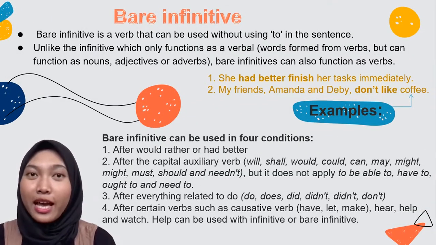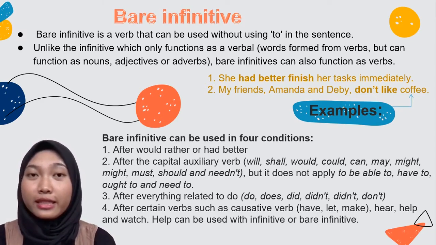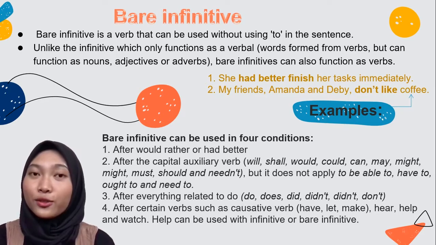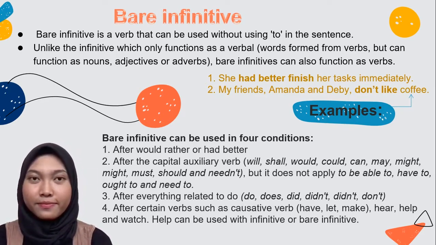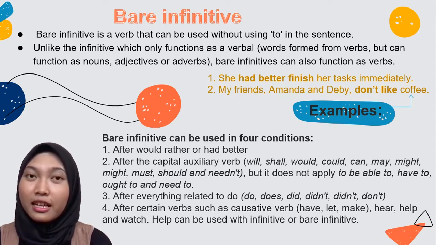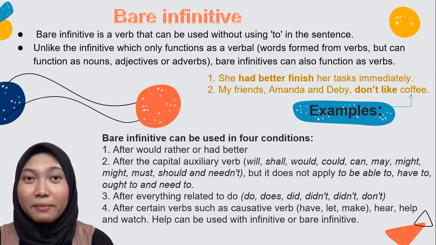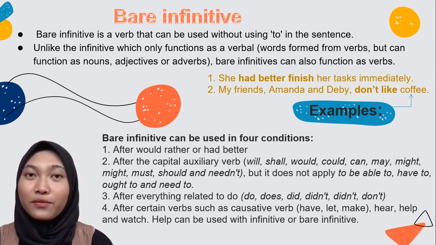So, I will present about bare infinitive. A bare infinitive is a verb that can be used without using to in the sentence. Unlike the infinitive which only functions as a verbal, a bare infinitive can also function as a verb. For your information, a bare infinitive can be used in 4 conditions. The first, after would rather or had better.